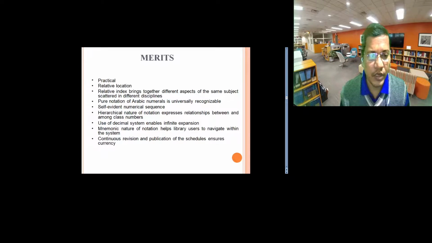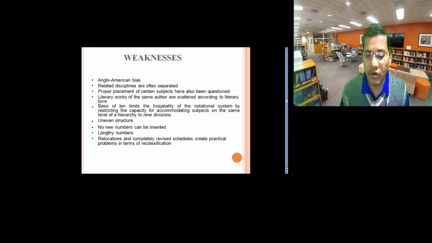The mnemonic nature of notation helps library users to navigate within the system, and continuous revision and application of the schedule ensures its currency. It's up to date. These are the merits of DDC.